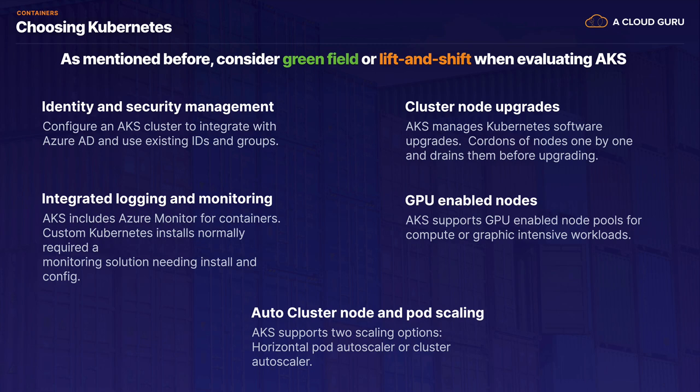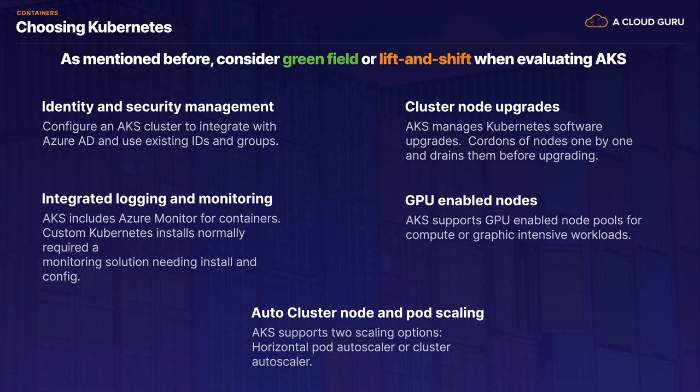You can manage Kubernetes software upgrades with cluster nodes. You cordon off nodes one by one and will drain each node before it actually accomplishes the upgrade. So you have kind of a nice rolling upgrade environment, and you never really have to drop service completely in order to handle upgrades in a cluster. Containers support GPU-enabled node pools. So if you have any heavy compute or graphic-intensive workloads, you can rely on Kubernetes to run that for you. And you can do auto cluster node and pod scaling.